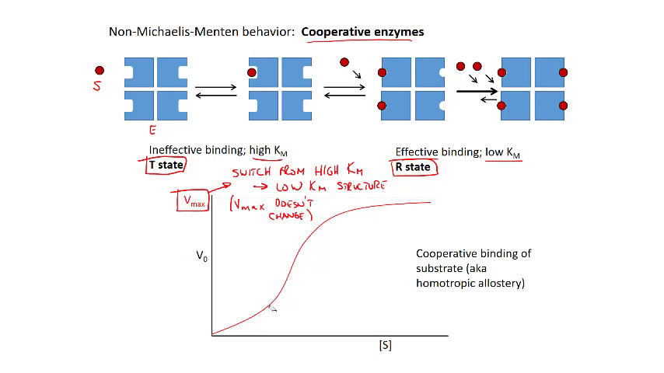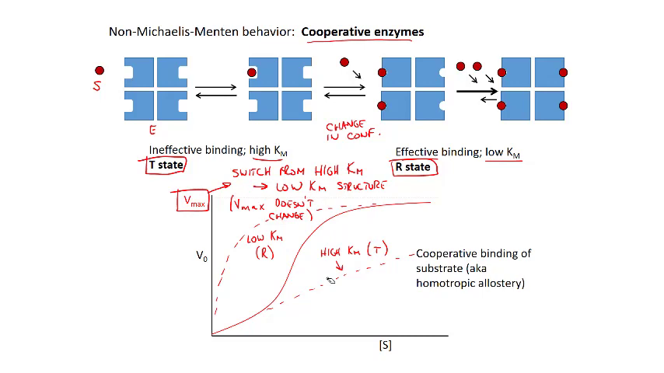But once again, what we have is two separate curves, two separate regular Michaelis-Menten curves. We start off in the structure that has a high Km, so not very effective binding. But once we have a few substrates bound, we get a change in conformation. And this change in conformation makes it so that binding becomes easier, and then we switch over to this low Km structure. And that gives us this S-shaped or sigmoidal curve.